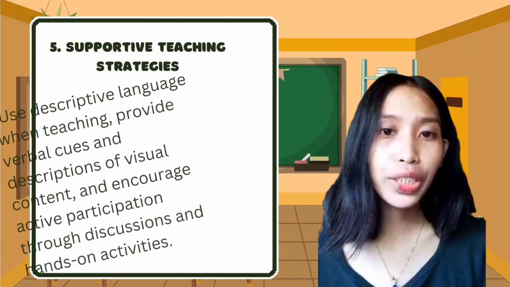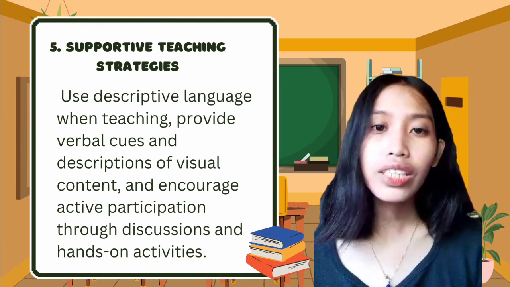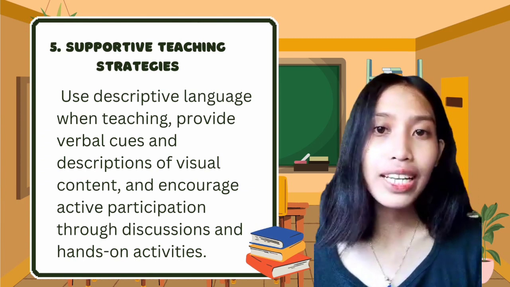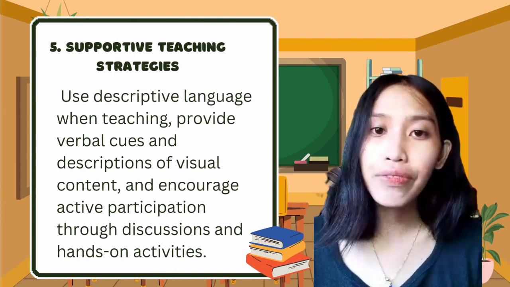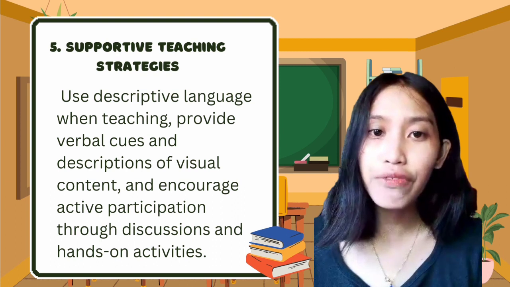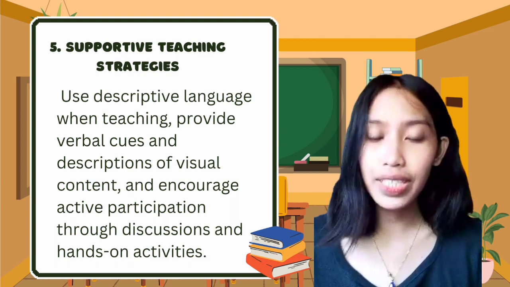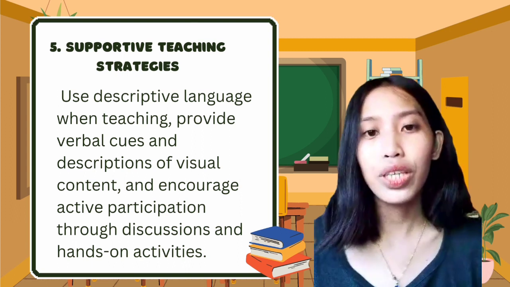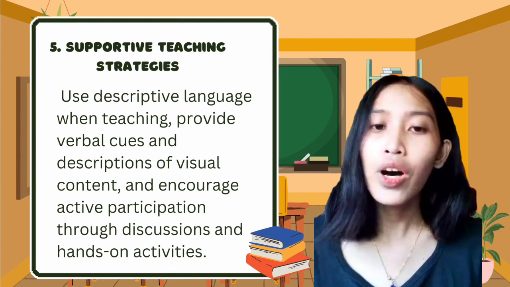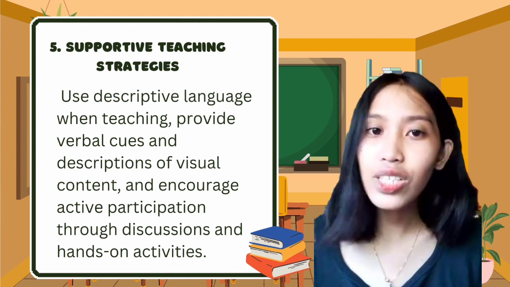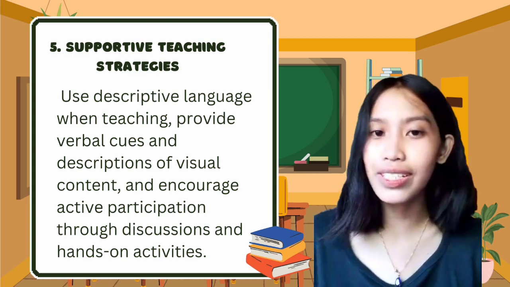Fifth one is supportive teaching strategies. Supportive teaching strategies are essential for facilitating the learning process. Teachers should use descriptive language to convey visual information, offer verbal cues, and encourage active participation. This approach empowers visually impaired students to engage with the curriculum more effectively and ensures they don't miss out on essential educational experiences.